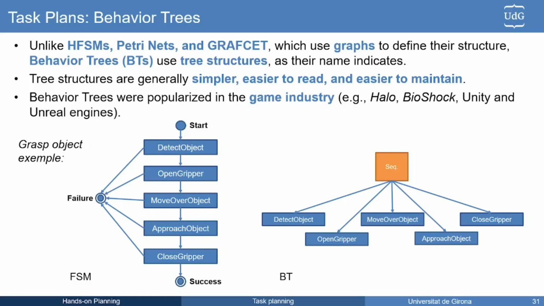For instance, here, in this case, the tree is pretty simple, because it's just detecting an object, opening the gripper, moving over the object, approaching the object, closing the gripper, and we have grasped something. But if we start adding some possible failures, some possible things that have to be repeated, etc., we will start having loops and strange things that can make this pretty simple finite state machine not so easy to follow and to maintain. If we use behavior trees, we will see now with some examples that this can be much simplified.